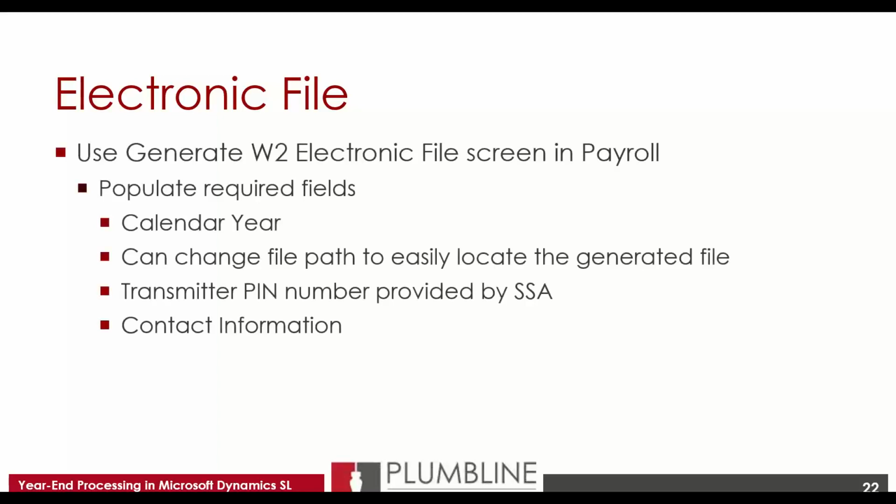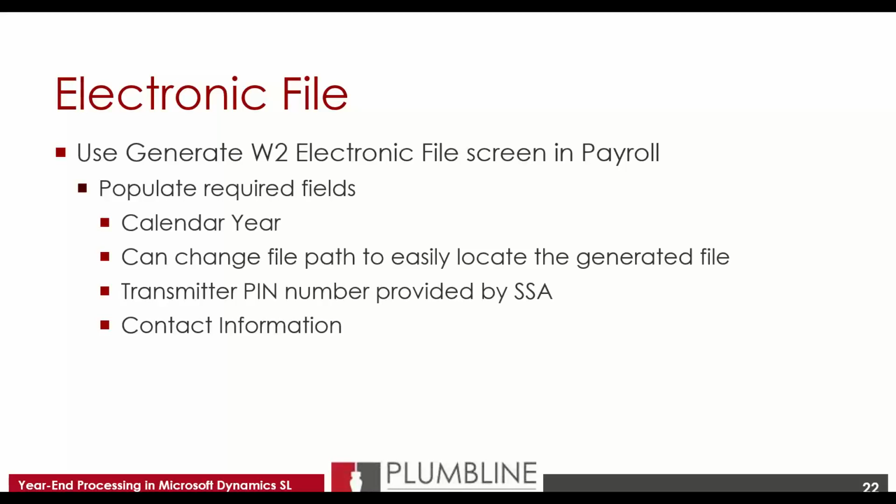Now, as far as creating the electronic file, you can use the Generate W-2 electronic file screen to create the file that you would then provide to the IRS with your W-2 information. You would populate required fields on the screen. It just requires the calendar year and the path to the file that's going to be created. You can change that path. Just make sure you note where it's going to be created so you can reference that later because you're going to need that.